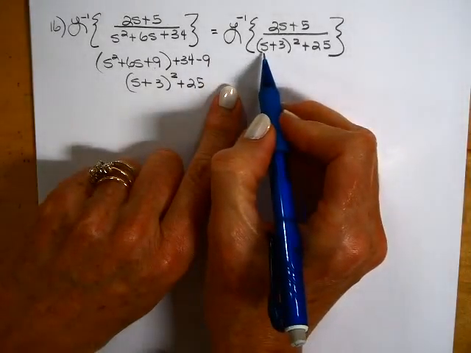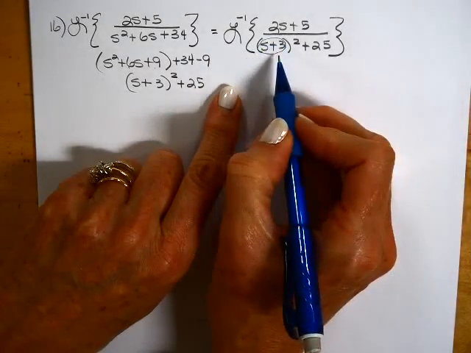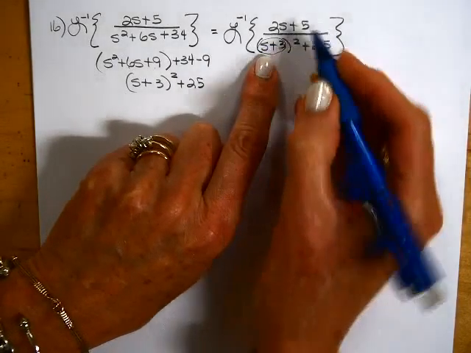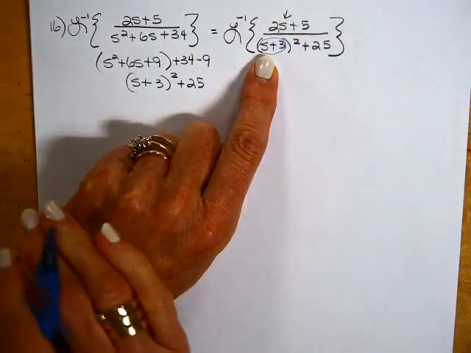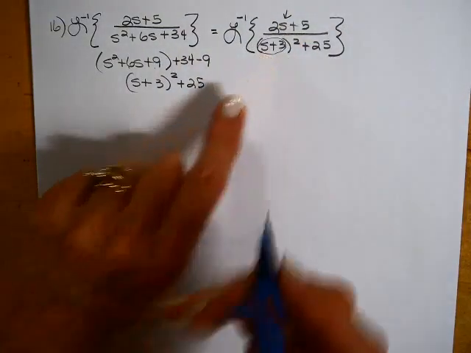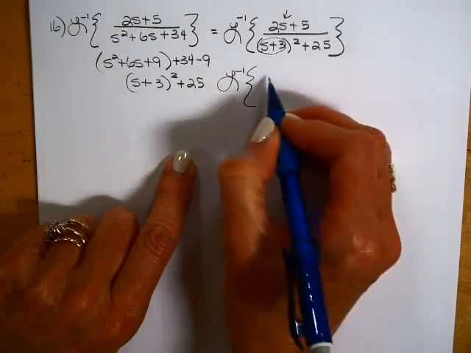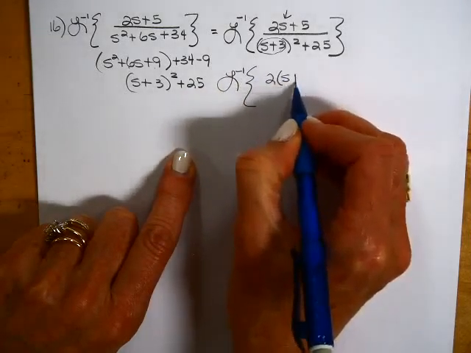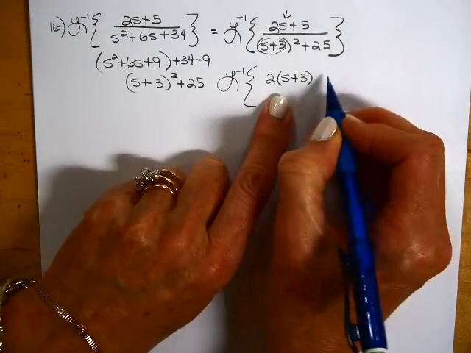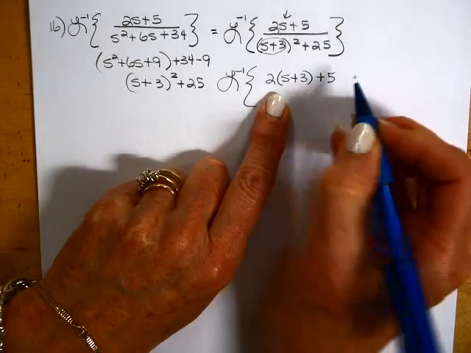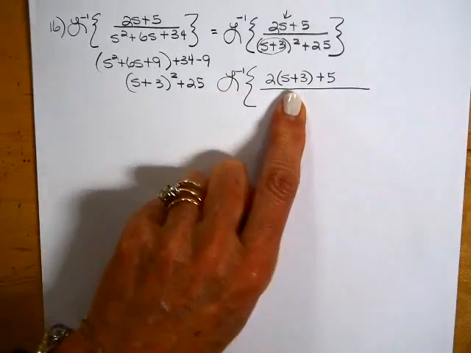Alrighty, the s plus 3 is the shift. But if I have an s plus 3 here, I have to have an s plus 3 there. So if you're looking at the numerator, I need 2 times s plus 3. Then I have the plus 5. I'm not worried about the denominator. Denominator's fine.